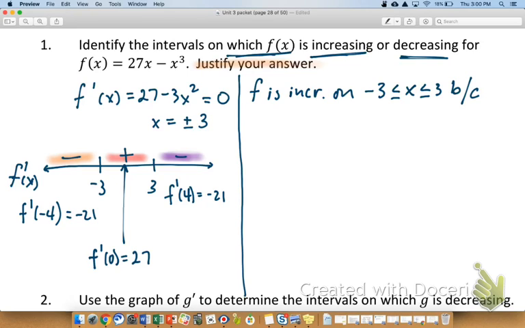I think I did. So I've answered the question, but I haven't justified anything yet, right? I just wrote because. This is where I'm going to justify it. F is increasing on that interval because. Any guesses on how I could justify this? F prime is positive. That was a good one. Can I show you a bad one? Check this out.